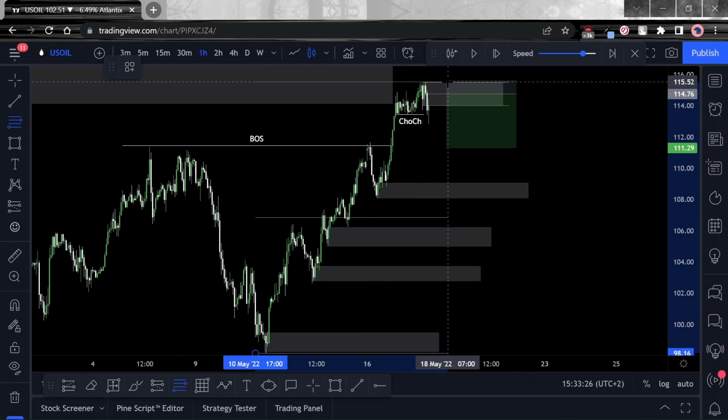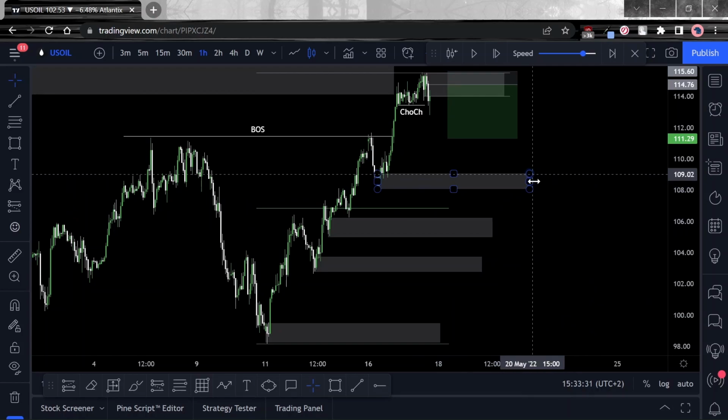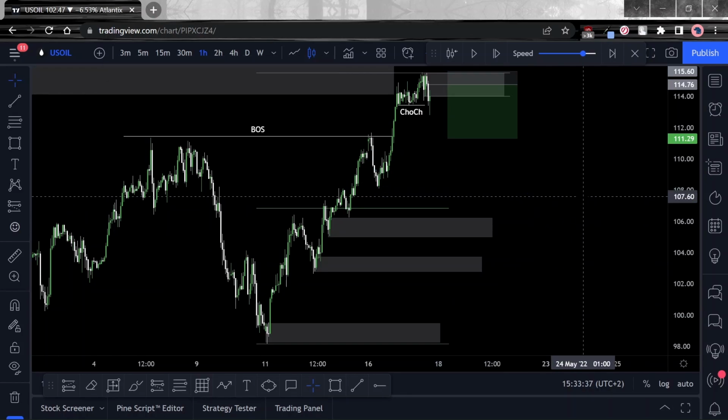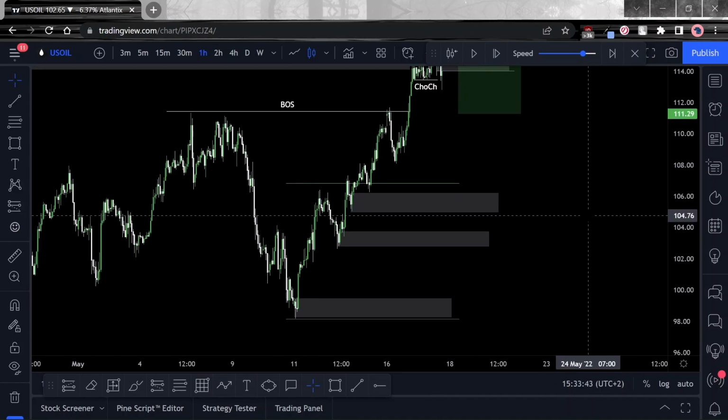So I pull up my discounted premium price tool, then all of a sudden I can see my EQ is here, so I can't be looking for buyers on this POI because it's within premium price. The price is too high to be buying from. It's likely not to be honored, right?